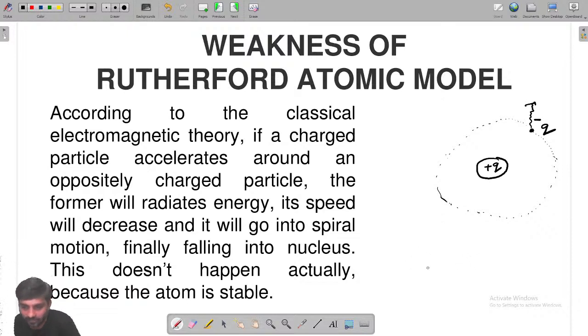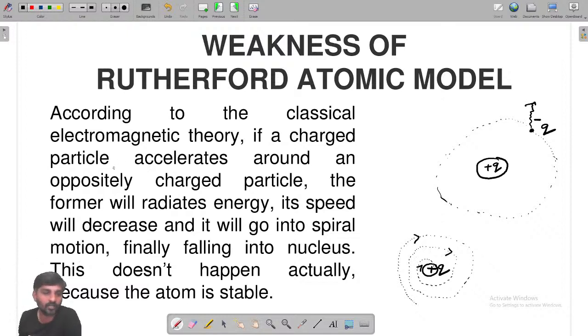Let's say here I will try to draw Q. So here is an electron, which is supposed to move in a circle. Slowly, by losing energy, it will become a spiral. It will become a spiral, but at one point of time, it will fall into the nucleus.